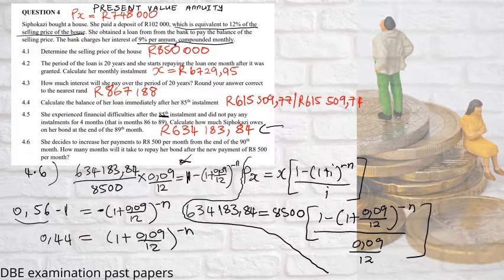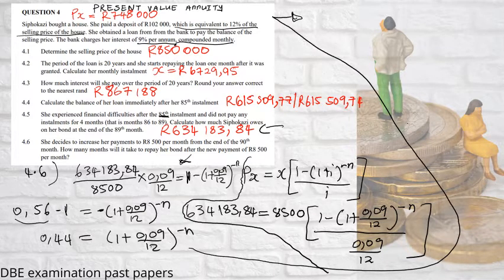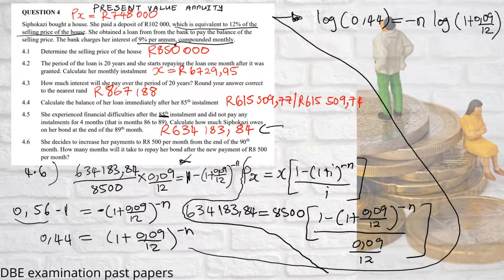In order to solve it, I'm just going to take this up here because we don't have space here. Then to take n down, we're going to use log rules, right? So we apply log both sides, log 0.44, then log also that side. When you apply log to the other side, your minus n will come down and you'll be left with log 1 plus 0.09 over 12.